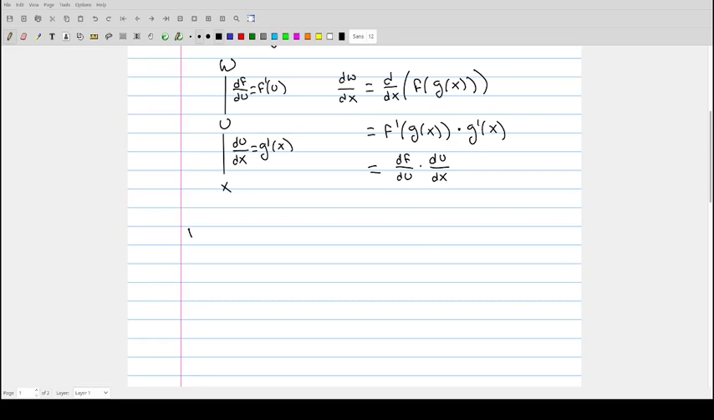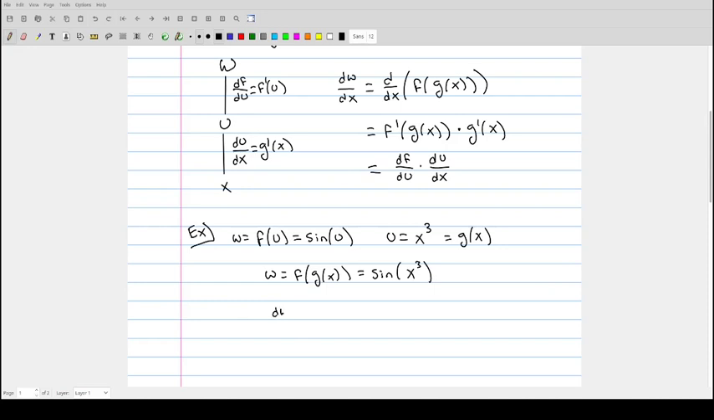Let's see one example of this. Hopefully you'll remember it from a calculus 1 class. But let's say that f of u is equal to sine of u, and u is equal to x cubed. So this is our g of x. So w is in fact equal to the composition f of g of x, or sine of x cubed.